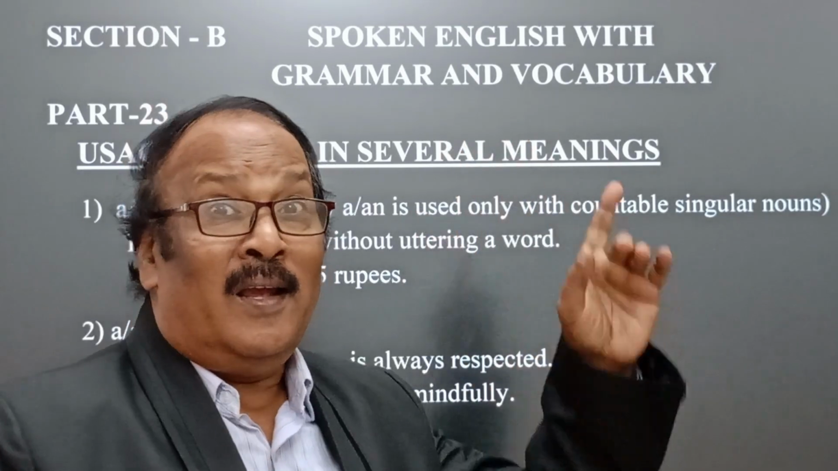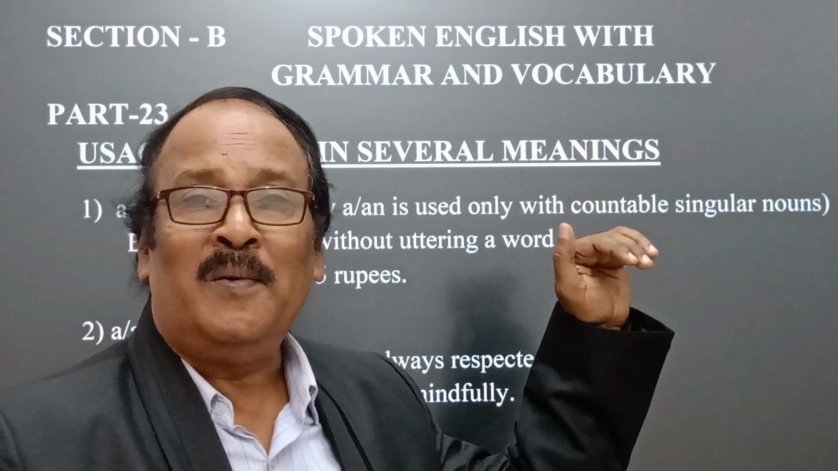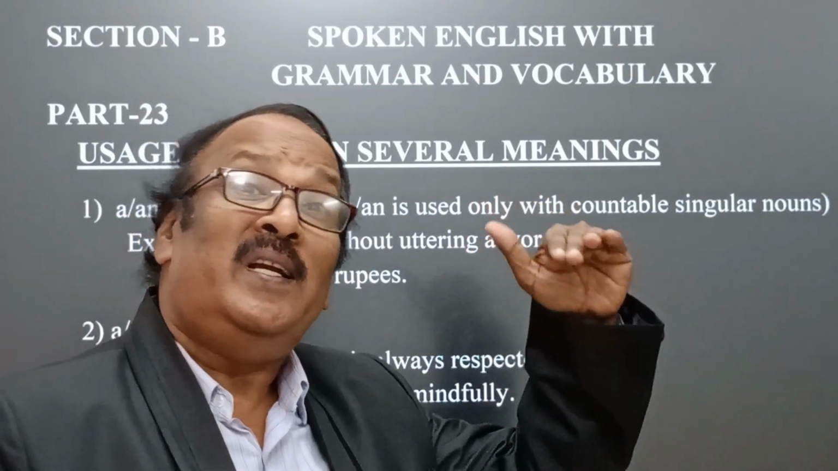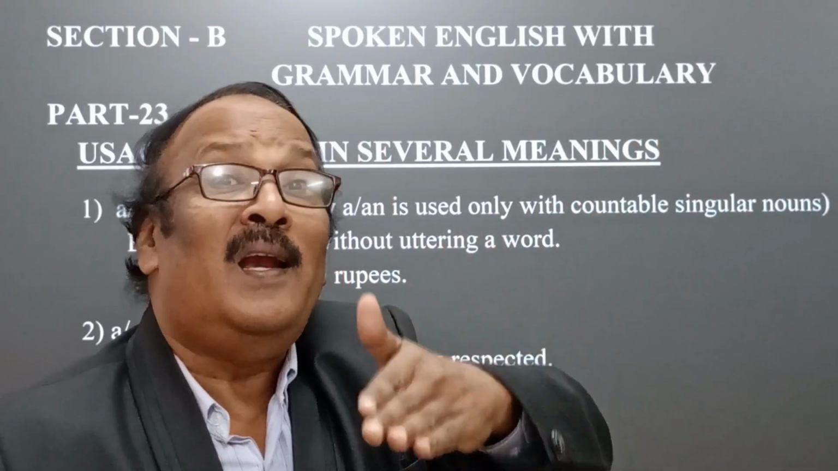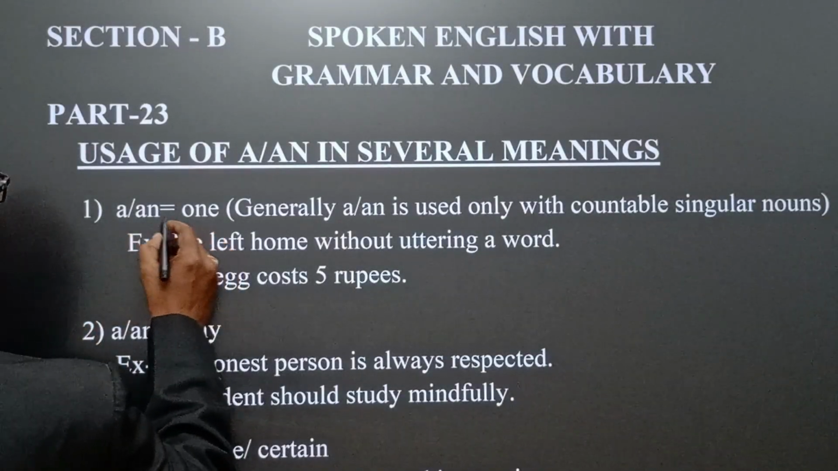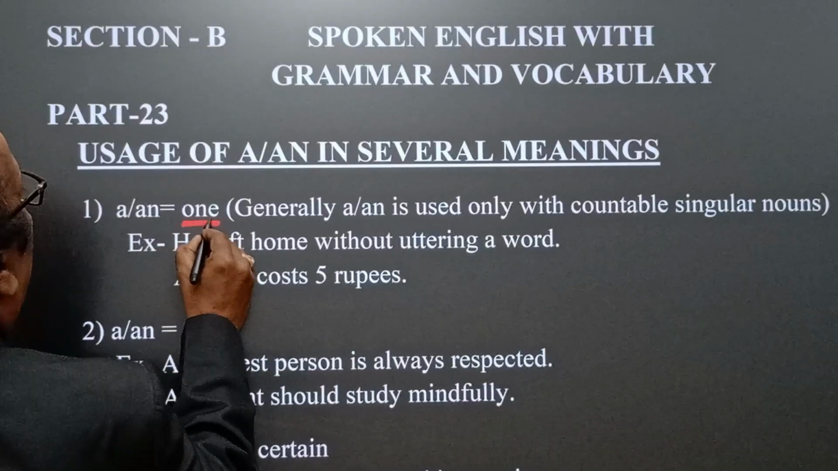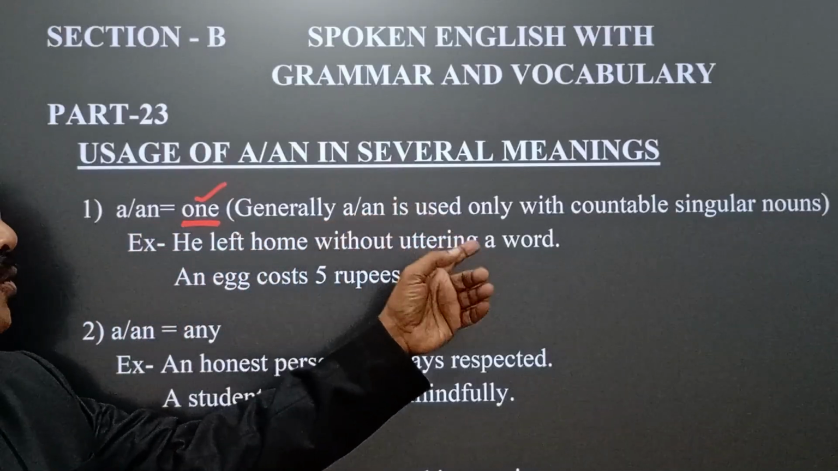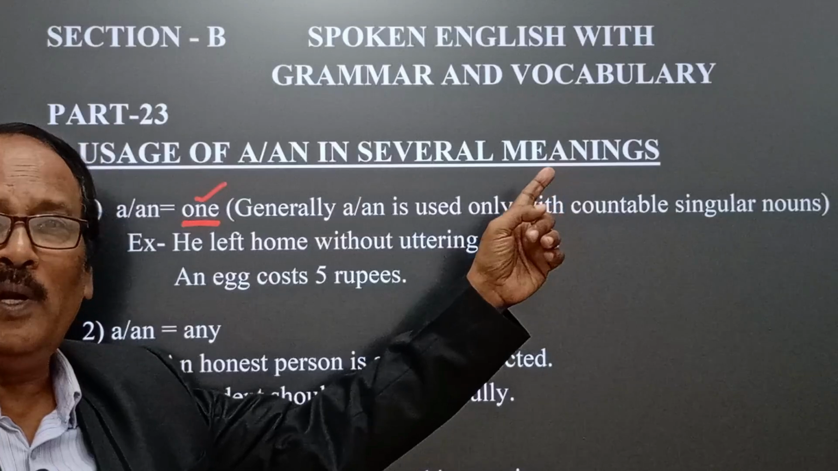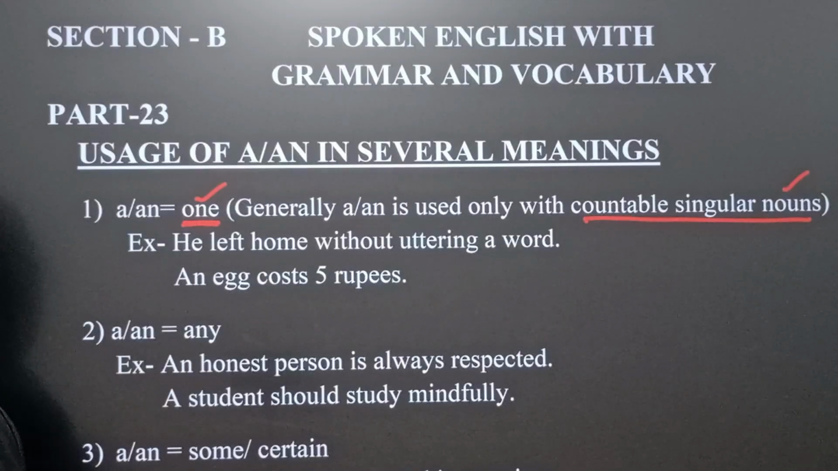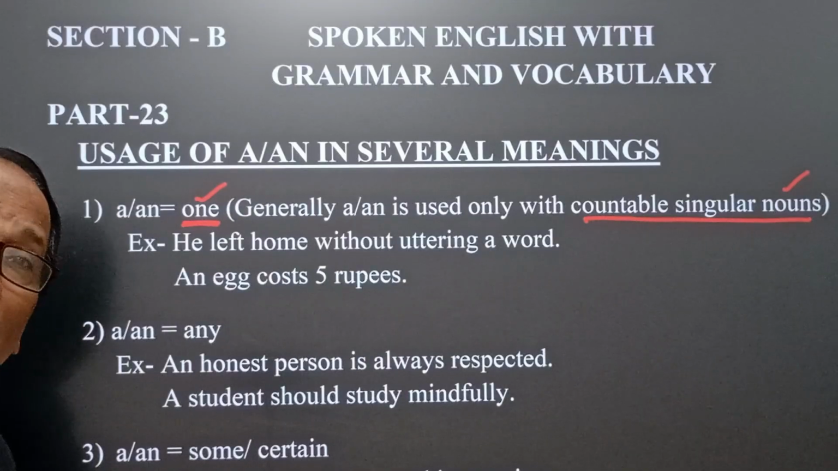In today's segment we are going to describe how article a or an is used in different meanings. Let's see how. You see here, a or an is equal to one. Whenever a or an means one, generally it is used only with a countable singular noun. Countable singular noun, neither plural nor uncountable noun. It is used only before singular countable nouns.